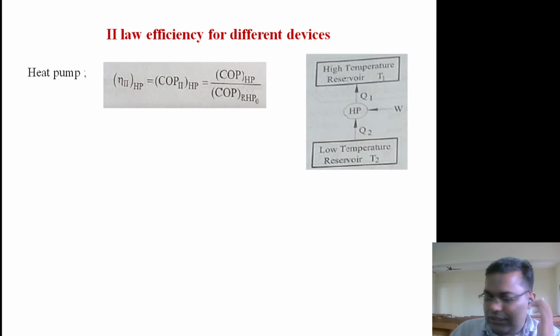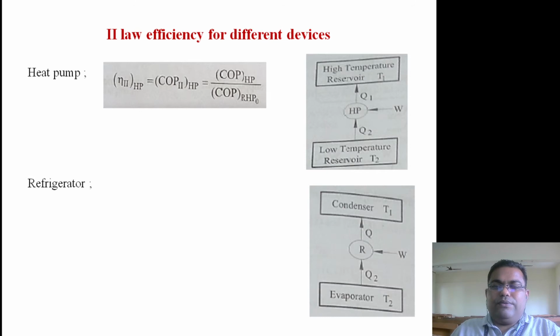It will be the ratio of the coefficient of performance of the actual heat pump to the coefficient of performance of the reversible heat pump operating between the temperatures T and T naught. So when you are calculating this COP of the reversible heat pump, you need to write this T2 as T naught, and this will be the source temperature. So the COP of the heat pump operating between T1 and T2 divided by the COP of the heat pump operating between T and T naught. If you take the ratio of these two, it will give the second law efficiency of the heat pump.